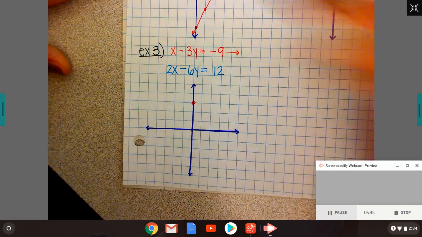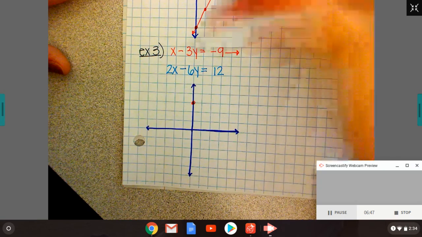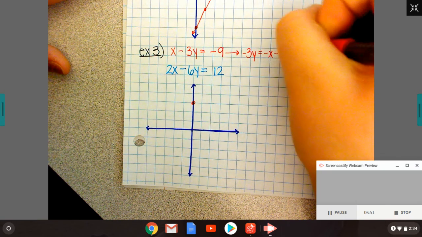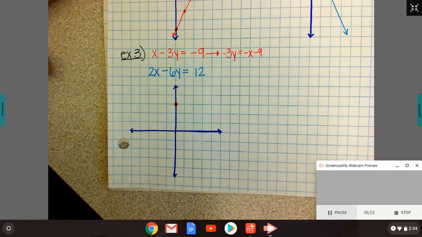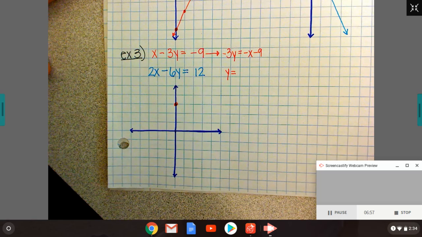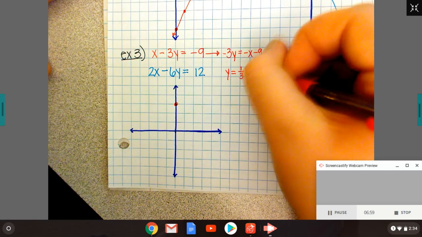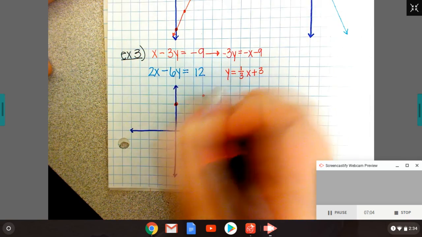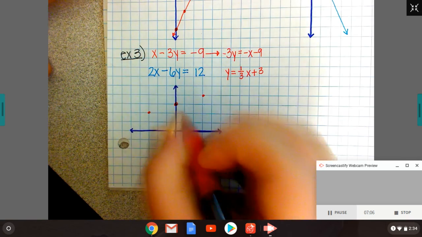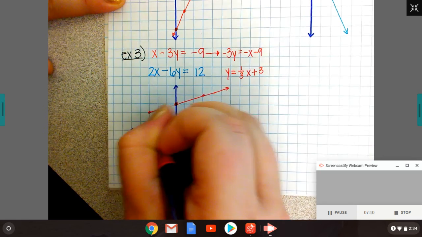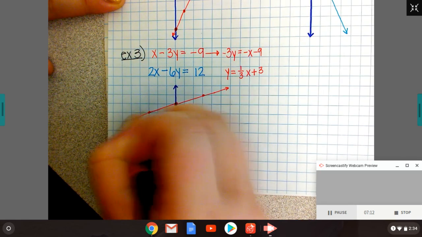Let's subtract our x to the other side. So negative 3y equals negative x minus 9. And then divide everything by negative 3. So y equals 1/3 x plus 3. All right, so there's our slope. I can use that. Again, extending my line as far as I can on the coordinate plane.